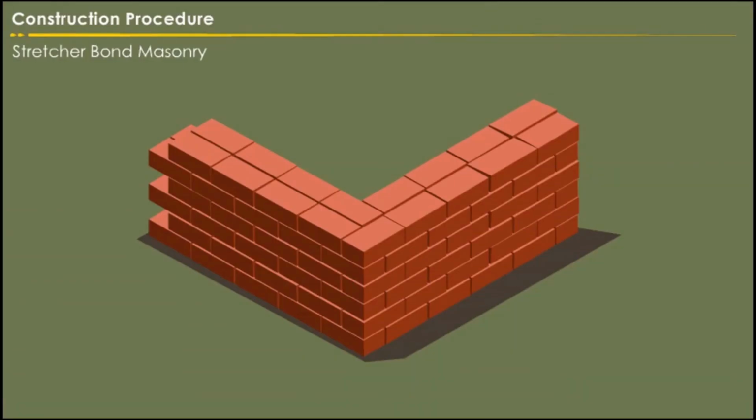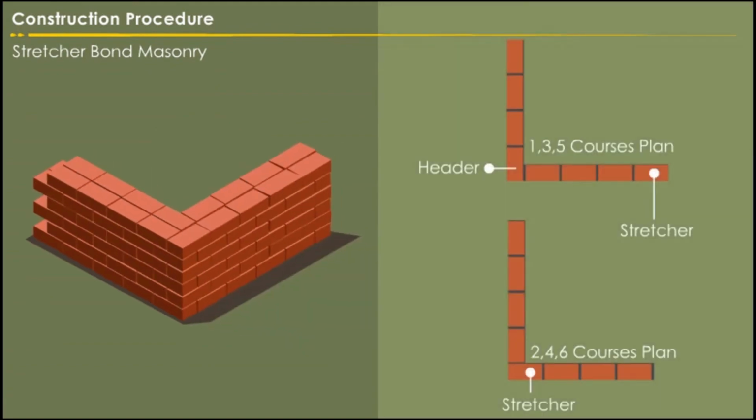In stretcher bond masonry, all the bricks are arranged in stretcher courses. However, care should be taken to break the vertical joints. Originally it was used for half brick thickness walls.